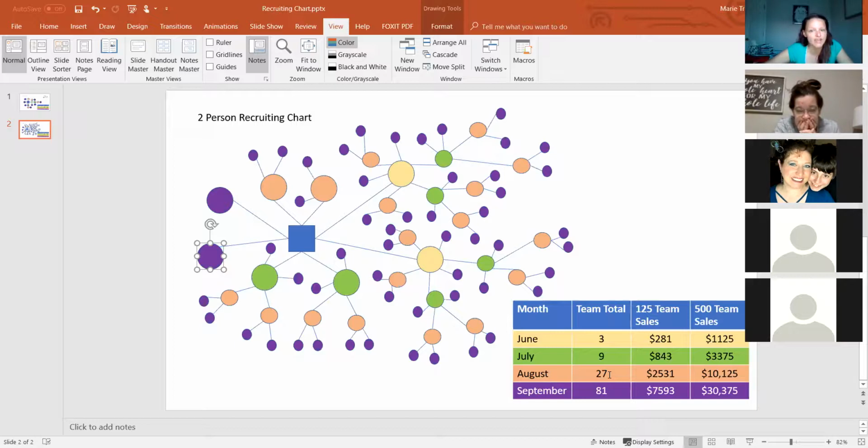Your team numbers immediately jump up to 27 people on your team. How many of you have 27 people on your team right now? Not many. Not many. In fact, I'm the only one with 27 people on my team right now. On this team, there are no legs that have 27 people on them. If everybody did the bare minimum, you could be pink status. If everybody did 500, you'd be green status. Okay? By September, you'd have 81 people on your team.